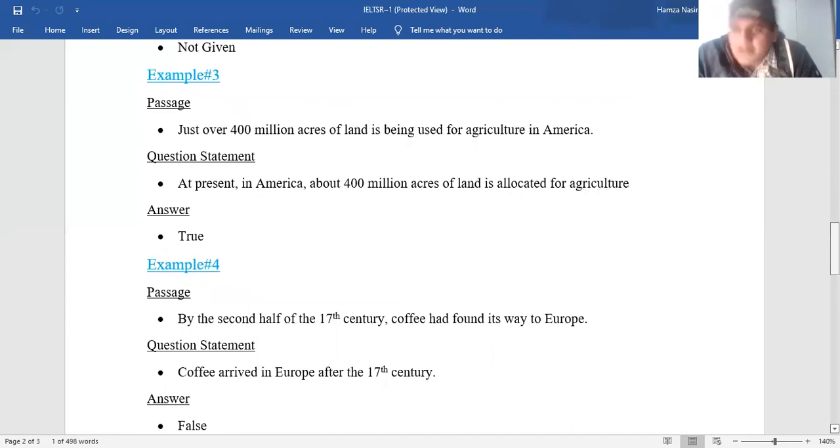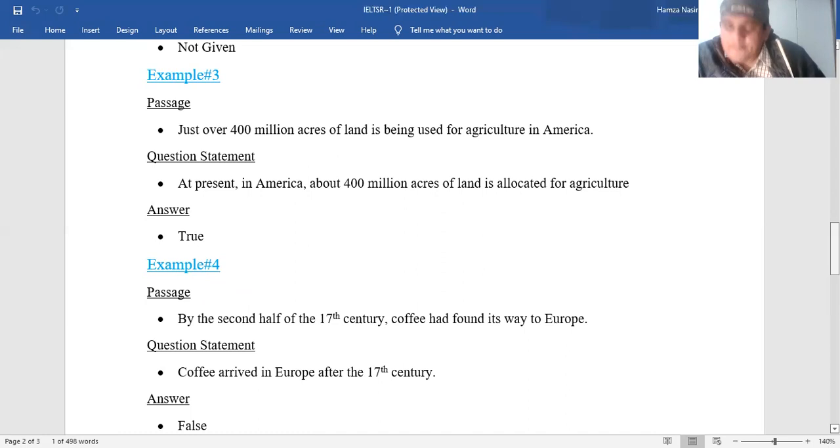Now in the passage, coffee arrived in Europe in the second half, that is after 1750, somewhere between 1750 and 1799. Whereas in the question statement, it's saying that coffee arrived in Europe after the 17th century. So in other words, you are saying that coffee arrived in Europe in the 18th century, which is wrong because as per the passage, it was introduced by around 1750. So there is a contradiction in regards to the timelines.